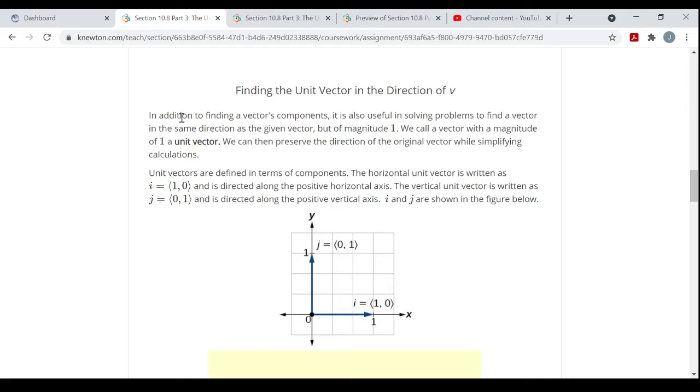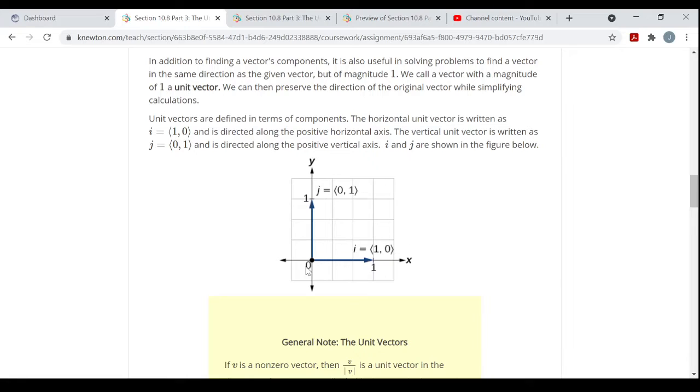So, in addition to finding a vector's components, it is also useful in solving problems to find a vector in the same direction as the given vector, but of magnitude 1. We call a vector with a magnitude of 1 a unit vector. We can then preserve the direction of the original vector while simplifying calculations.